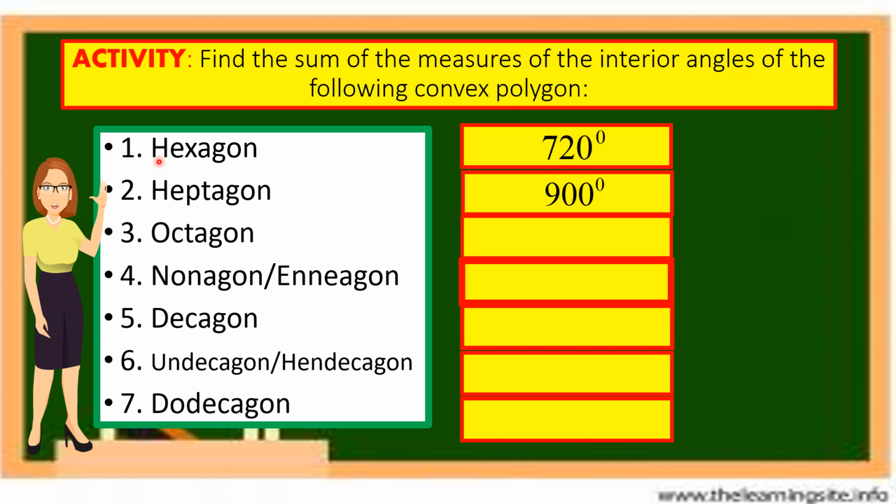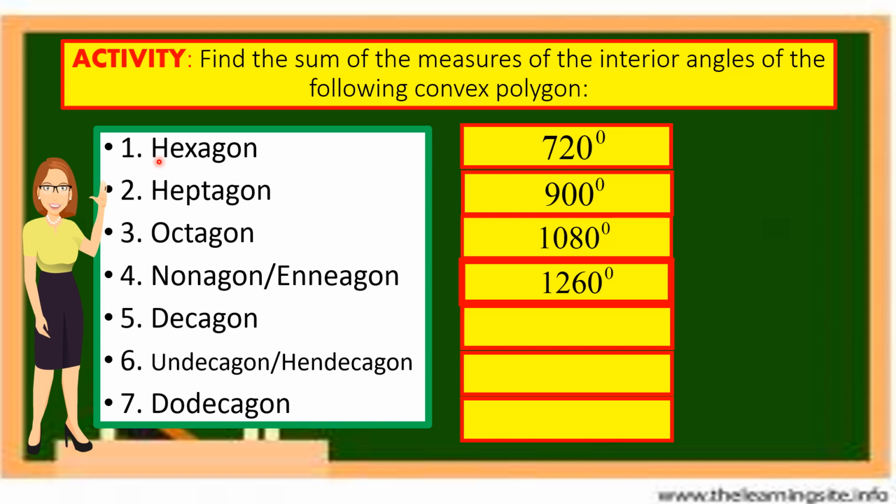How about for problem number 3? We have an octagon. What is your answer, Alan? The answer is 1080 degrees. Very good, Alan. For problem number 4, we have Cha. What is your answer, Cha? 1260 degrees. Very good.